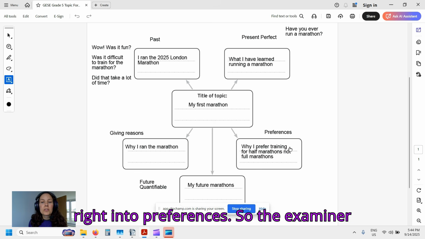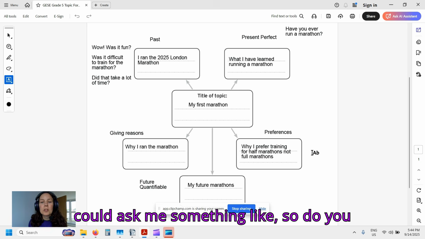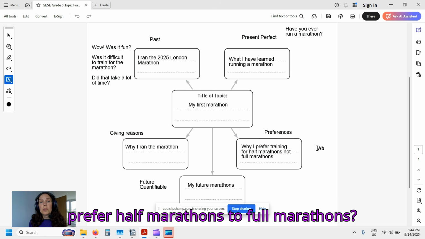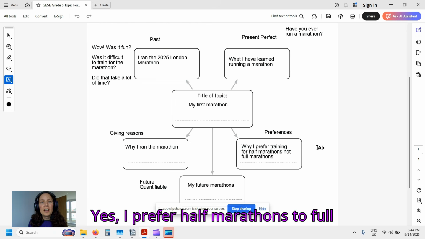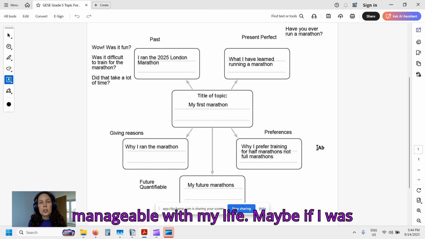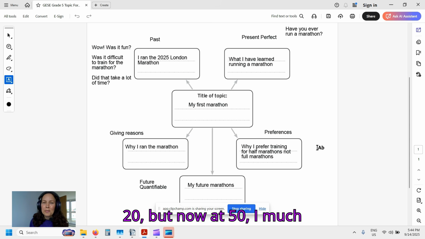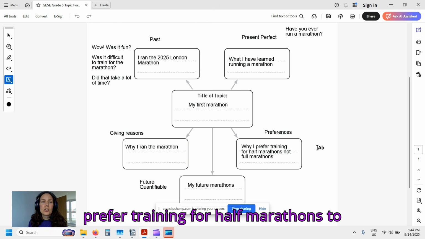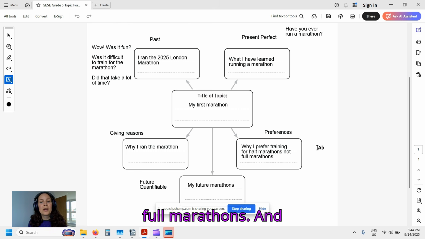That leads me right into preferences. So the examiner could ask me something like, so do you prefer half marathons to full marathons? Yes, I prefer half marathons to full marathons because it's much more manageable with my life. Maybe if I was 20, but now at 50, I much prefer training for half marathons to full marathons.